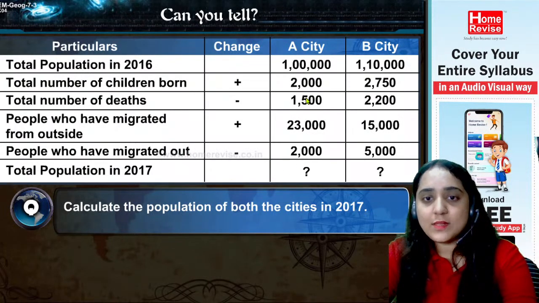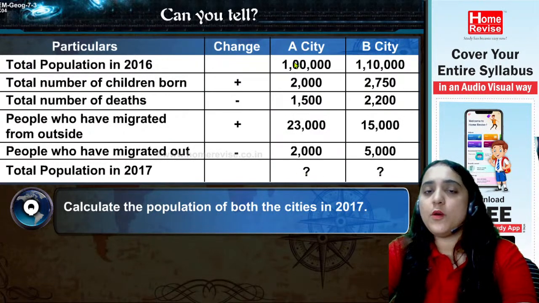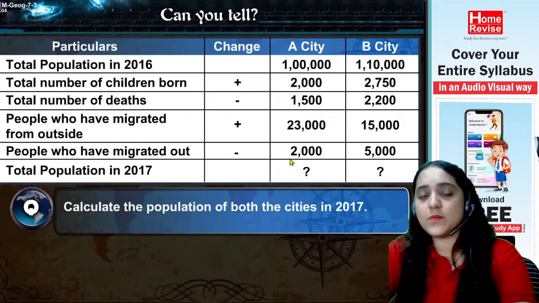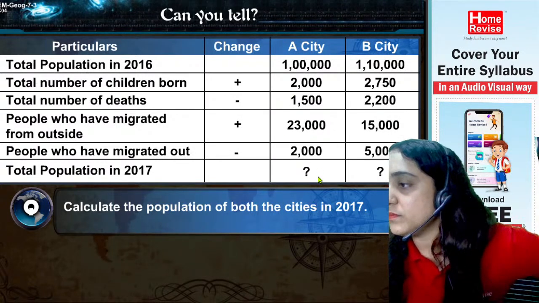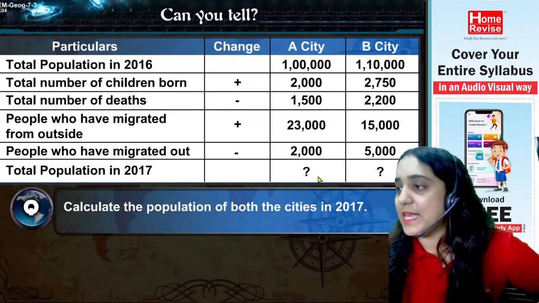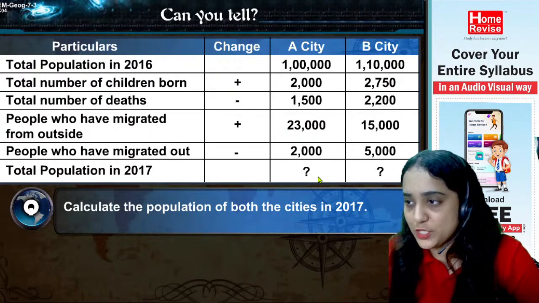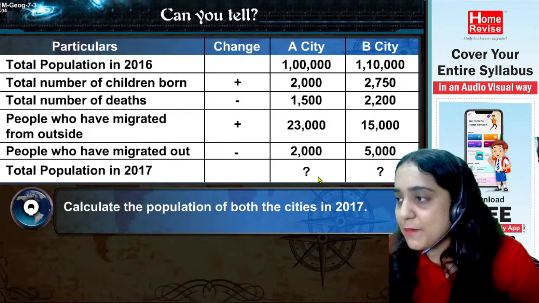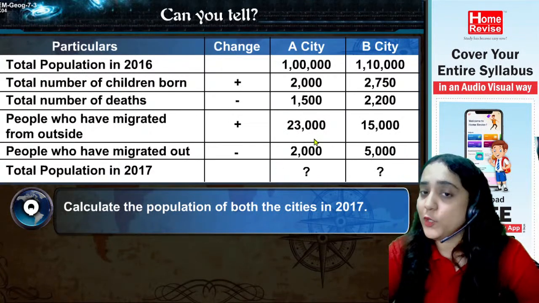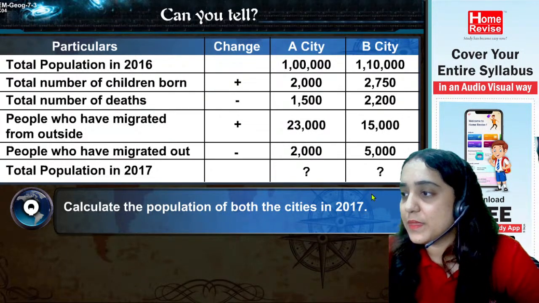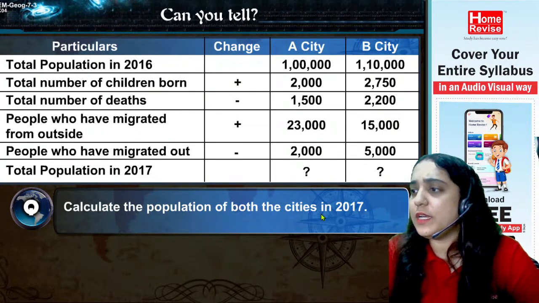So after doing all these things, can you tell me what is the total population in 2017 after 1 lakh plus 2000 minus 1500, then again adding 23,000 and subtracting 2000, what is the total amount? Yes, very good, Shreya. Yes, people moving from one place to another is called migration. Exactly. So tell me what is the total. I want a total of both A city and B city. Tell me the answer.